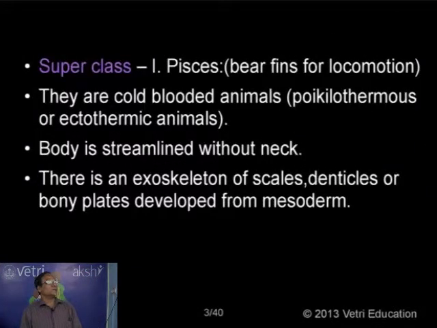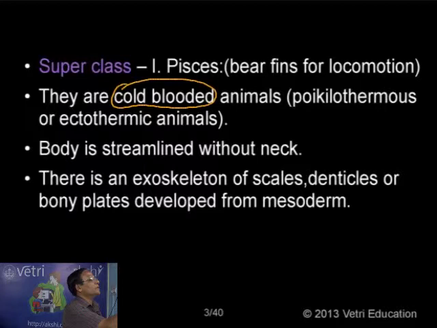Now superclass 1. These are all the animals having the fins for locomotion. As a general rule, if you take for example the fishes, the frogs, then the reptilian forms including the snakes, lizards, turtles, tortoises, all these animal groups up to Reptilia, starting from fishes, are cold-blooded animals. So normally they are called conformers.